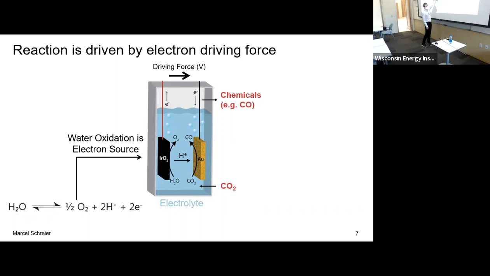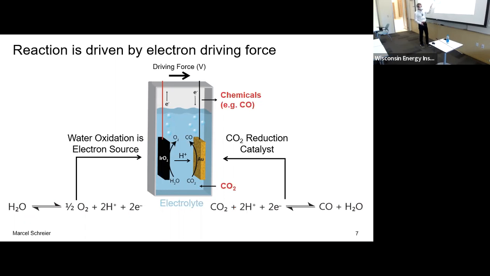We then take the electrons that we have removed from water and we push them to the other side of our electrochemical cell, where we have a second material that is able to take carbon dioxide and, using these electrons, transform carbon dioxide into a more reduced product, such as, for example, carbon monoxide, the simplest species that we can make in this reaction.